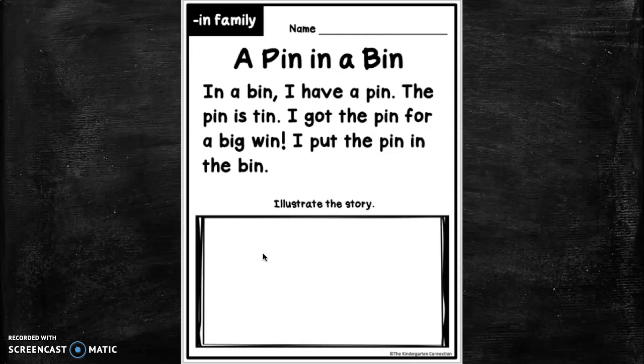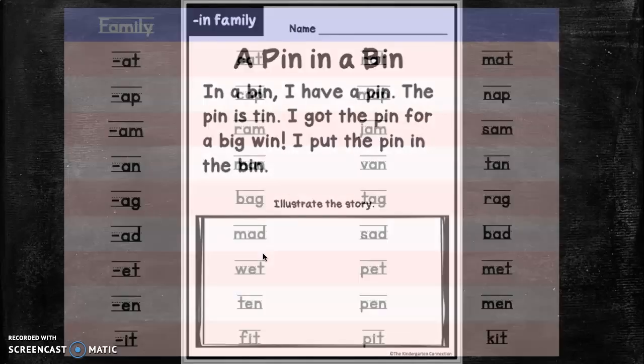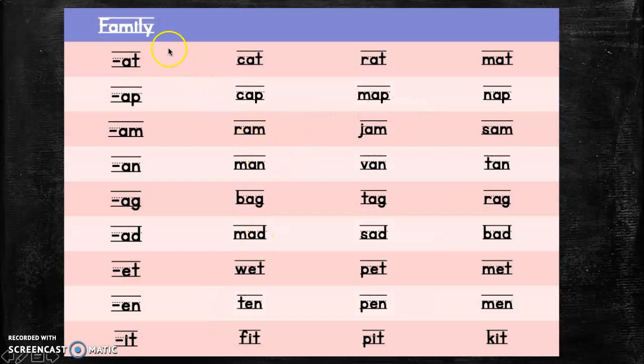Okay, super, super proud of you guys. Here in this page are all the family words we've taken so far. Wow, look how many you took. Your super class. We took the at family, the ap family, the am, the an, the ag, the ad, the it, the in, and the it. So I want you to review them several times in your book, or you can use this paper. I want you to write words that end with each family.